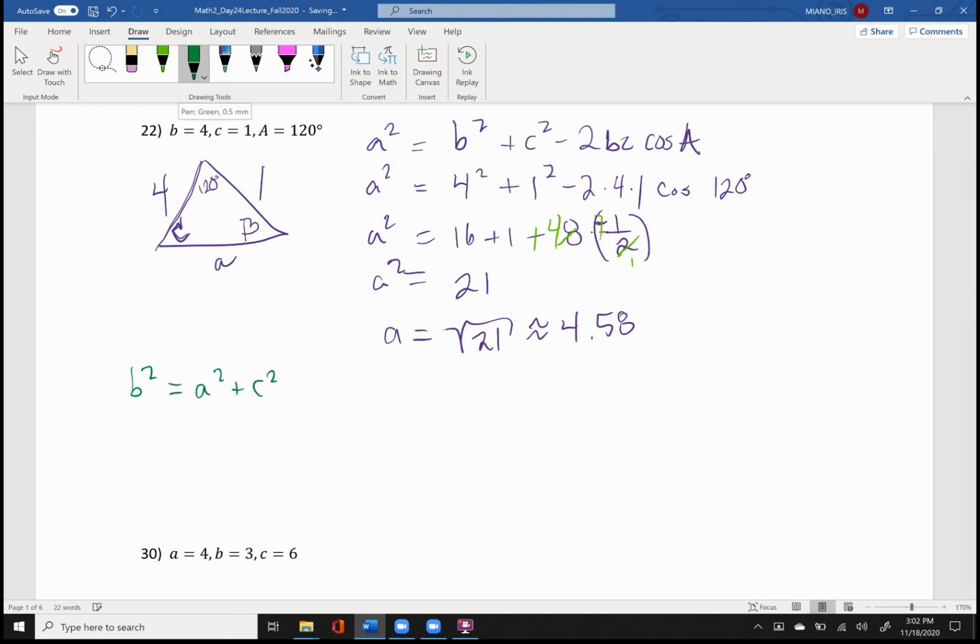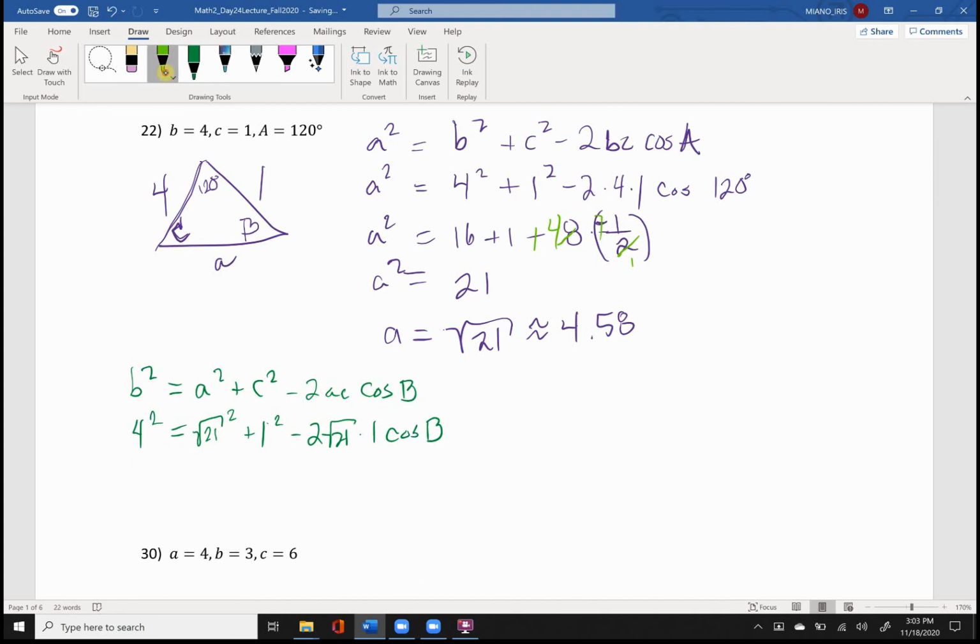And we're going to use this in order to solve for the value of angle B, capital B, this one right here. Great. So plug in what you know. B is 4 squared. A, we just did that, so that's square root of 21 squared. Those are going to cancel. Plus 1 squared minus 2 times root 21 times 1 cosine of B.